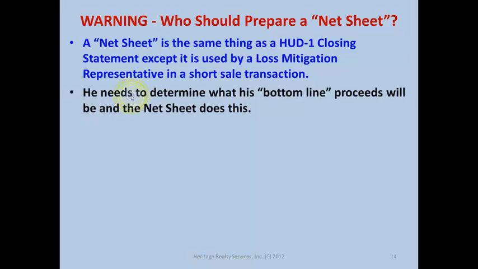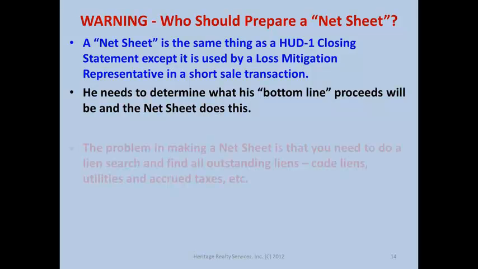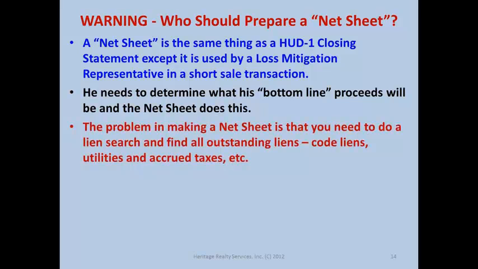They don't go by tiers as such, but percentages are pretty much levels. At any rate, he needs to determine what his bottom line proceeds are before he goes to the closing. They don't like surprises any more than we do going to closings. We like to surprise them. But at any rate, the problem in making a net sheet is that you need to do a lien search to find out all the outstanding liens, the code violations, utility problems, and accrued taxes, and so on.